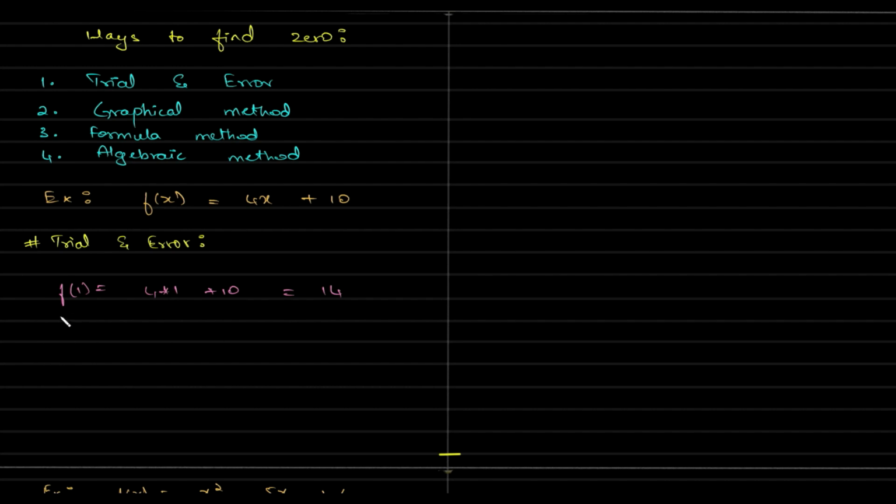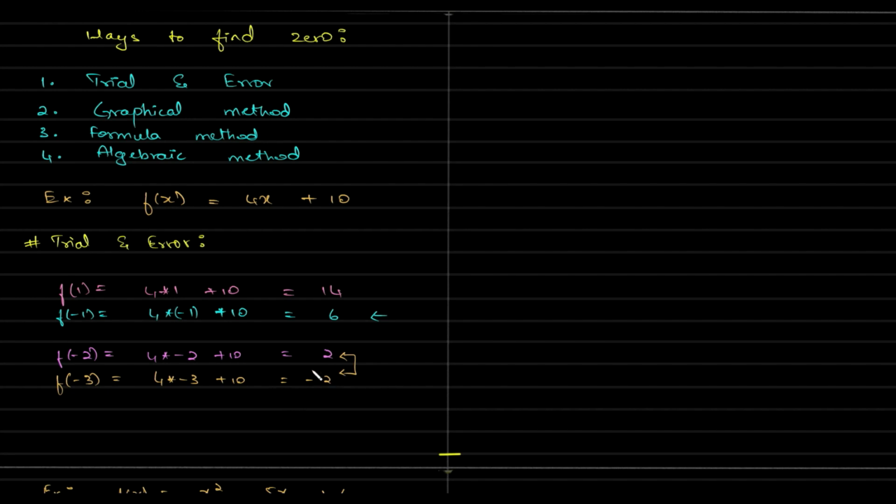So this is not helping. Let me try minus 1. 4 into minus 1 plus 10 is equal to 6. Well, this is going nearer to the 0, so let's keep going towards the negative side. f of minus 2 is 4 into minus 2 plus 10, which is 2. This looks promising. f of minus 3 is equal to 4 into minus 3 plus 10. Oh, this turns out to be negative 2. So the 0 has to be somewhere in between.